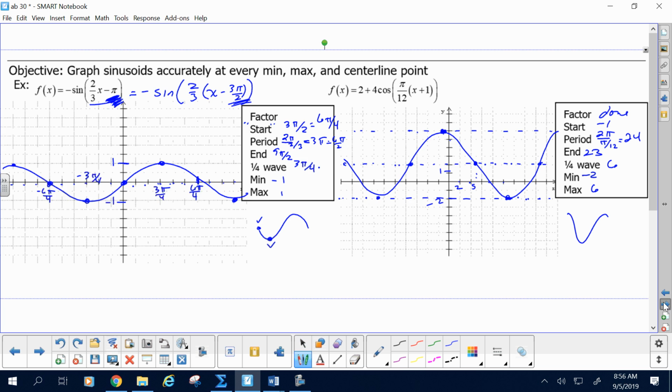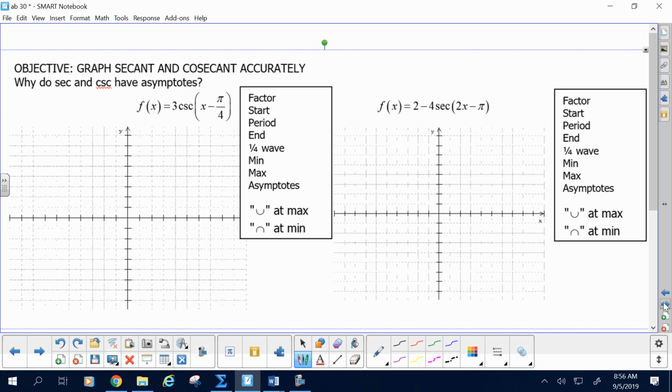All right, let's go to a little more complicated in that now we're going to have cosecant. Most of the work is exactly the same. Then we're going to talk about what cosecant does. So we'll start graphing 3 sine x minus pi over 4. What's the quote-unquote starting point? What's the period? 2 pi. What's the ending point?